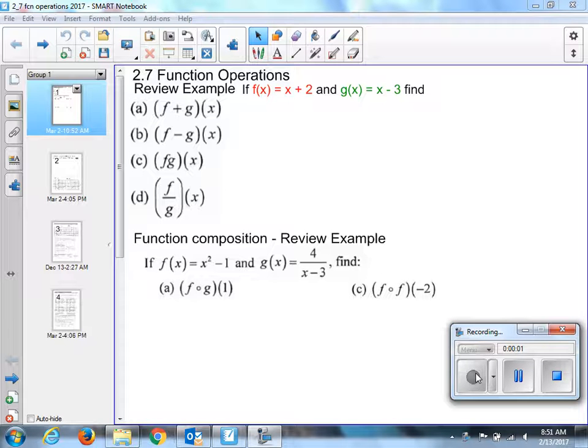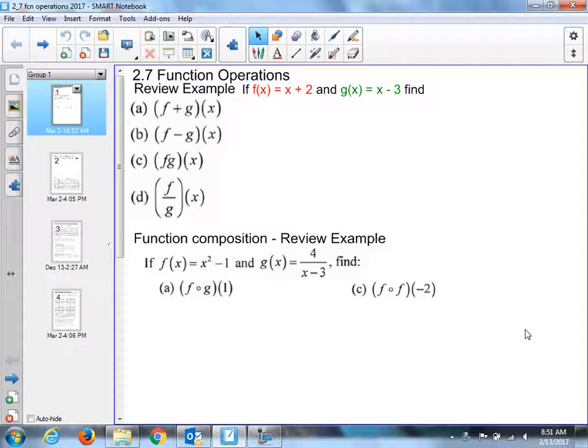Okay, we just finished 2.6, domain and range. We're going to take a look at function operations now. I've color-coded a little bit just so you can see, if necessary, which function is which. For the purposes of these exercises, let f of x be x plus 2. I'll use red and green for my g of x, x minus 3.